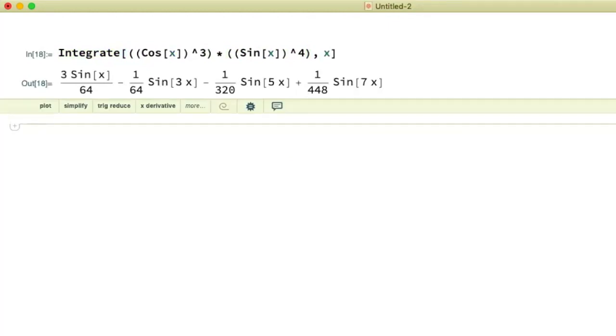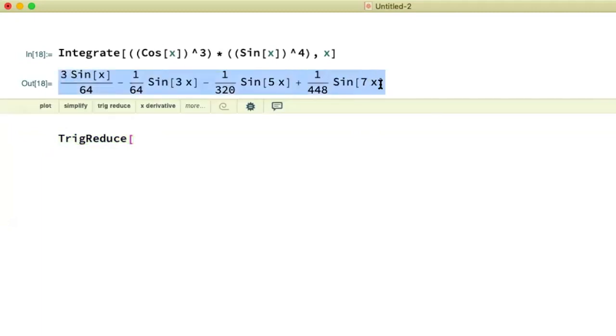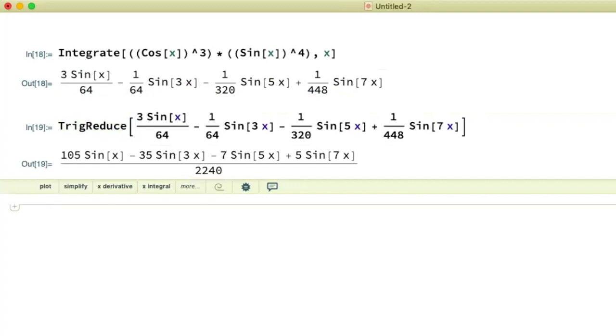Now, if you notice, what I get here does not look anything like what I got when I did the integration by hand. And so I'm left with the question, did I do something wrong? Did Mathematica do something wrong? Did I type it in wrong? So to help us figure that out, we can use the trig reduce command. If I type in trig reduce, open up square brackets, and I just copy and paste my last output into those square brackets, do a shift enter, it's going to just combine that trig expression into a single fraction.